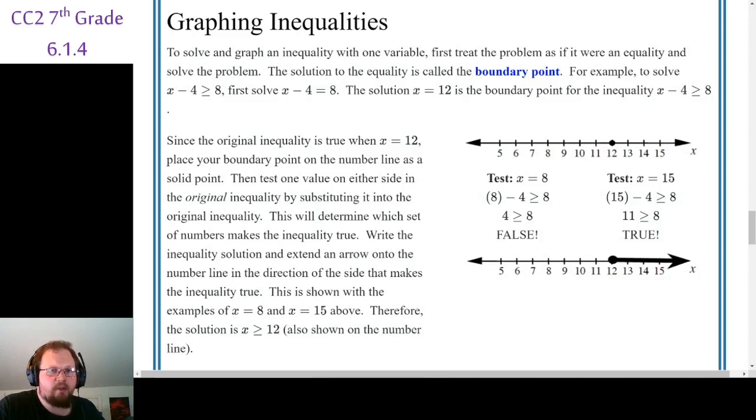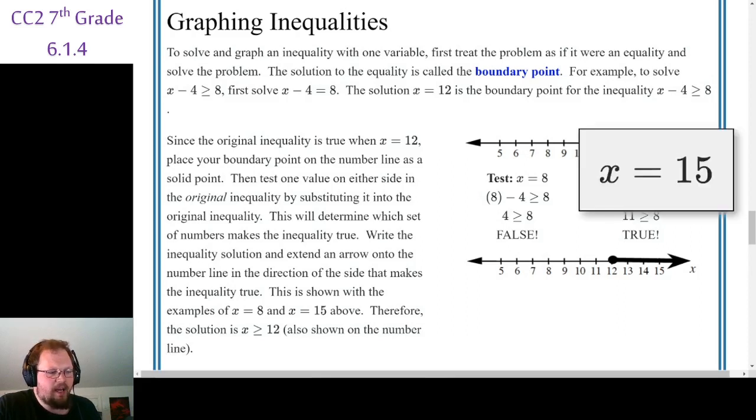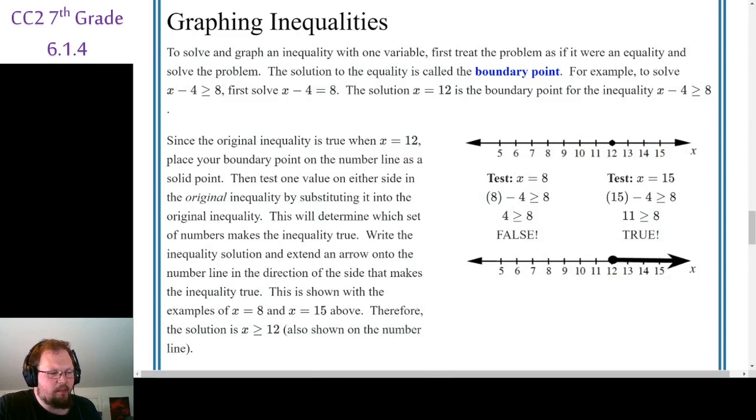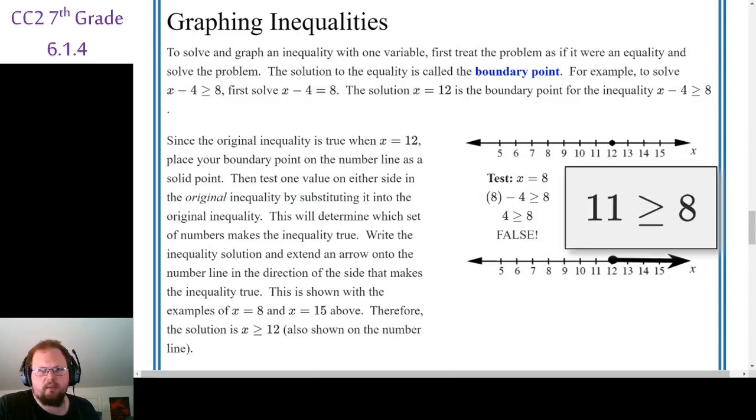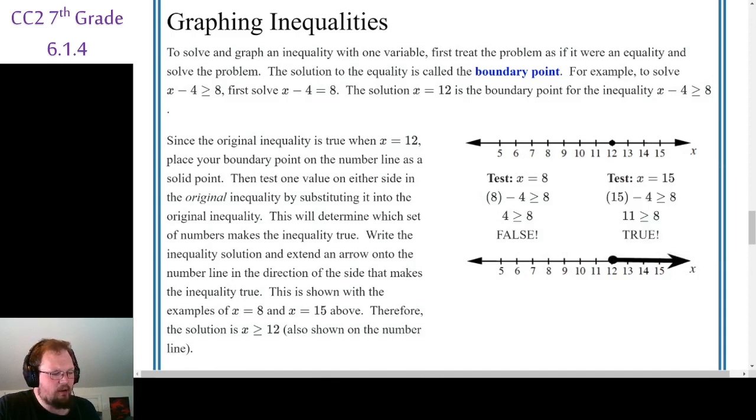The best process you can do is to find the x value that it equals to, put it on a number line like they did right here, and then they tested spots. Here they tested x equals 15, and they said, hey, when I plug that in, I end up getting 11 is greater than or equal to 8, and by golly, that's true. So therefore, I take the arrow, and from the 12, I point it at the 15. So this process of testing is going to work for all inequalities, not just the ones that we're doing here.